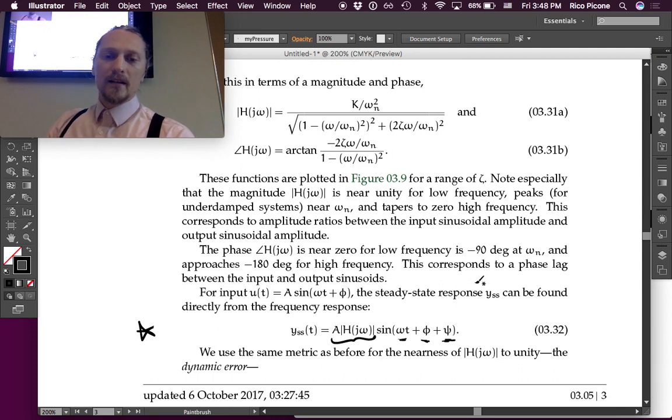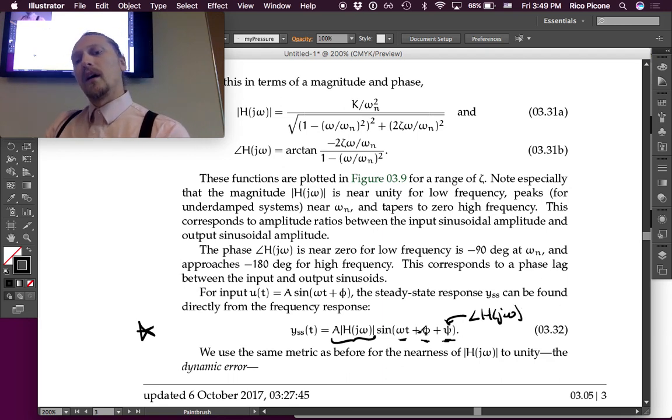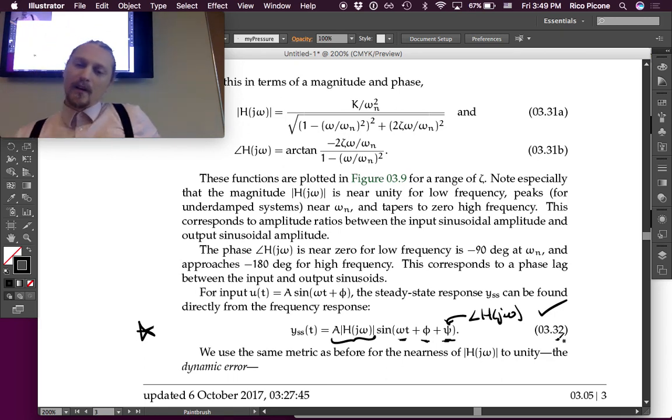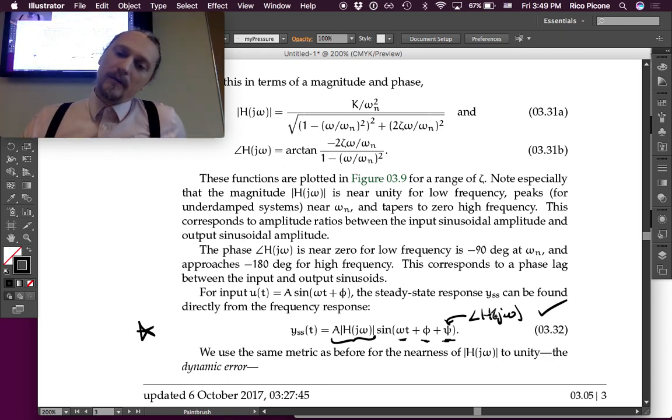And I did not mean to write psi there. That was autopilot. I wanted to write the angle of H of j omega. We often call it psi, but that's no excuse. The angle of H of j omega, which is just the phase of H of j omega.